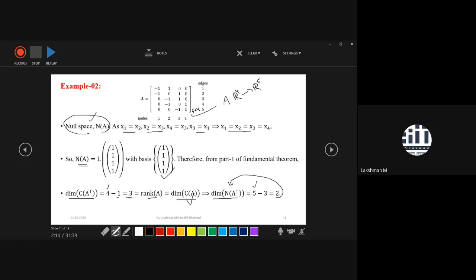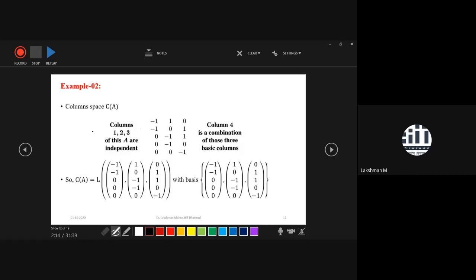So part 1 of the fundamental theorem is already over here, with enough knowledge of a single fundamental subspace, that means the null space of A. Now we will try to find the column space of A. So what is the column space of A?